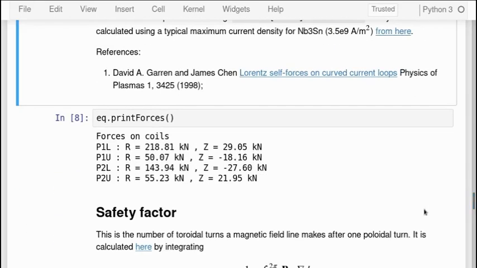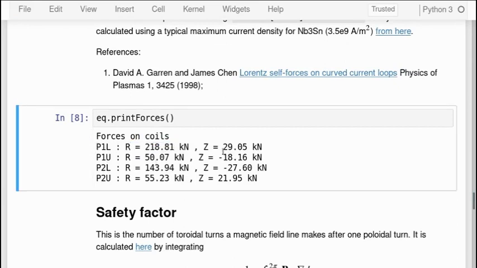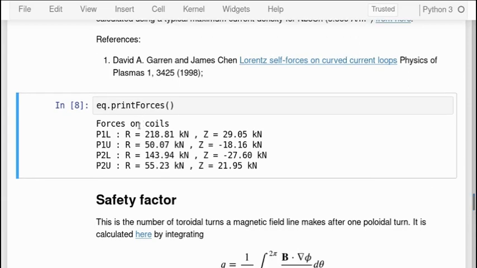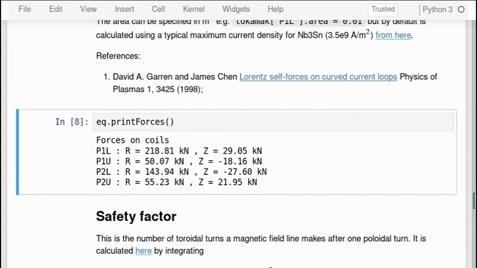So you can print the forces. These are the forces on all the coils. And this is the force in the radial direction and the force in the vertical direction. And of course the force in the vertical direction should approximately add up to 0, depending on how accurate the solution is. But the forces in the radial direction do not, and in general the forces are outwards. But you can see they can be very large. And a large part of that is the self hoop force.